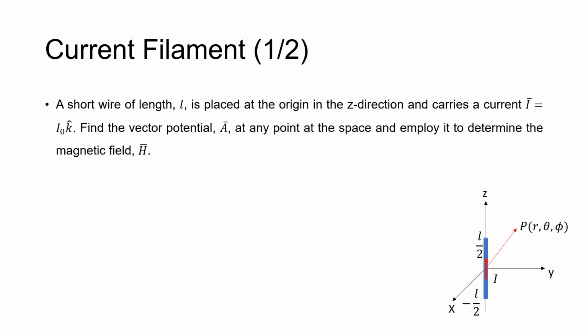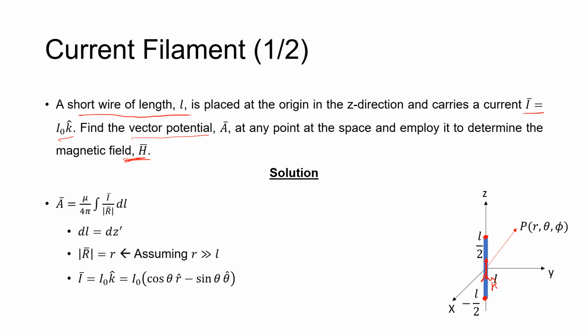So in this problem, we have a short wire placed on the z-axis from minus L over 2 to L over 2, and it carries a current I equal to I naught in the direction of k, meaning in the direction of z. We would like to calculate the vector potential, which we just learned about. Then we use it to calculate the magnetic field.